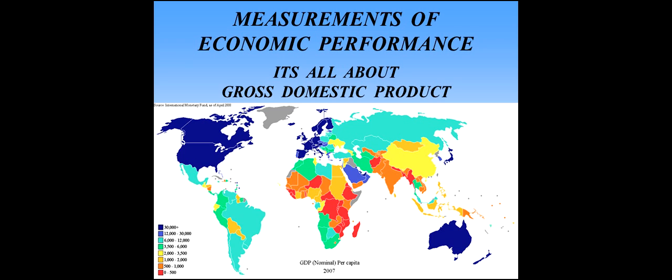And over on the left-hand side, you can see the ranking of output per head. And the color blue at the top indicates the most productive countries or societies. And you'll see that the United States is ranked right up there at the top in terms of output and what gets produced by the society.